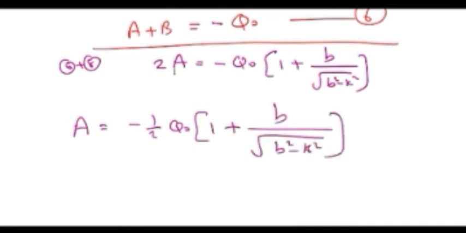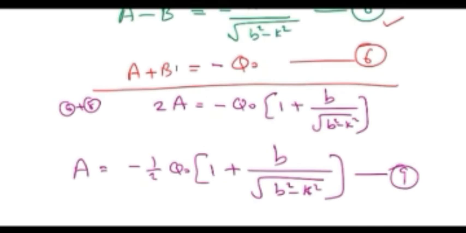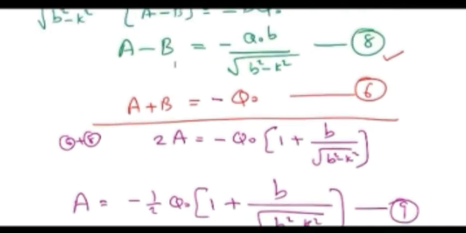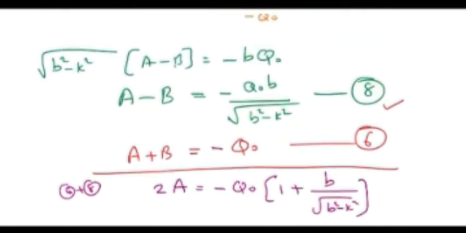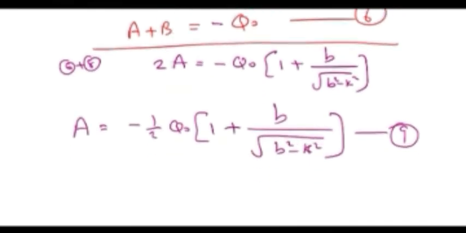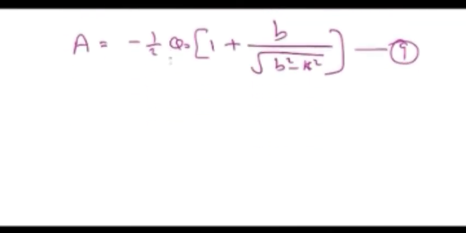This is equation number 9. In a similar way, if you subtract equation 8 and equation 6, you will get the value of B, which I will not do here. Looking at the expression of A, you can write the expression of B as minus 1 by 2 q0 into 1 minus b by root of b square minus k square. And we will see the next part in tomorrow's video lecture.